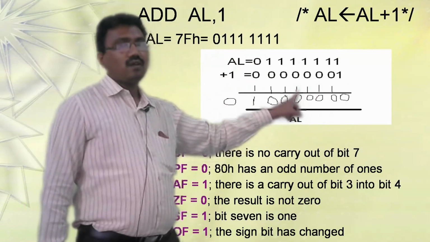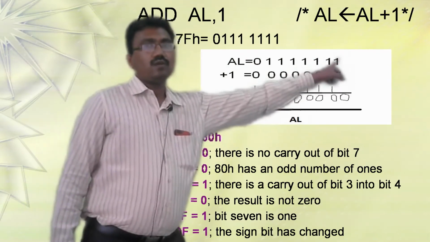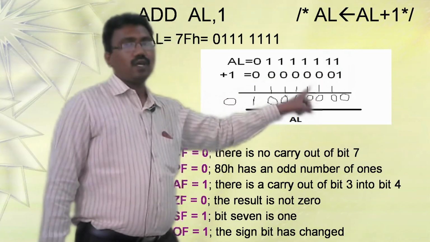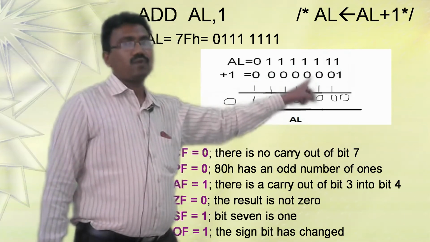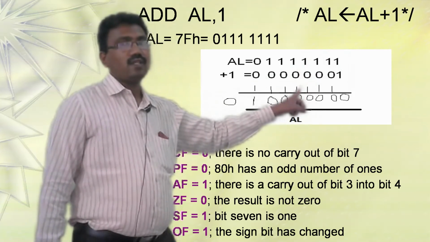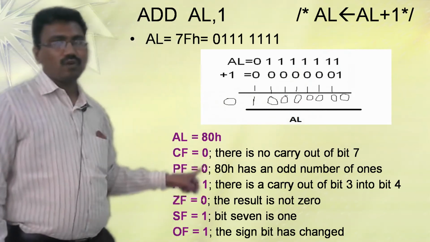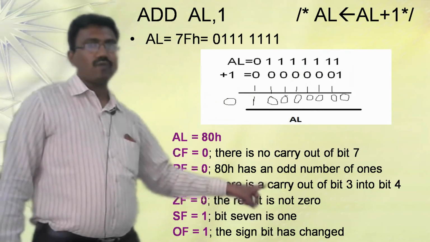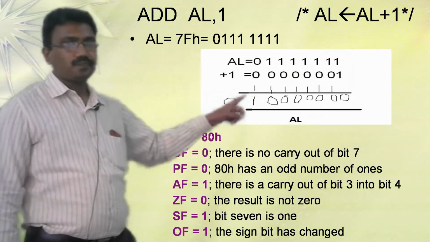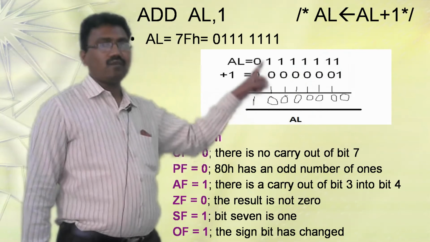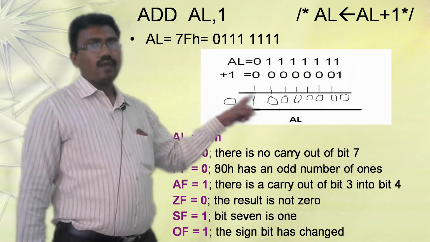What is this carry? This is the carry from the third bit position. Counting the 0th bit, first bit, second bit, third bit. Then 1 plus 0 plus 1 is 0 with carry 1. This one is the auxiliary carry. In this example, the auxiliary carry flag is equal to 1, AF equals 1, because there is a carry out of bit 3 into bit 4. Next, 1 plus 0 plus 1, 0 with carry 1. Then 1 plus 0 plus 0, 1 with carry 0.